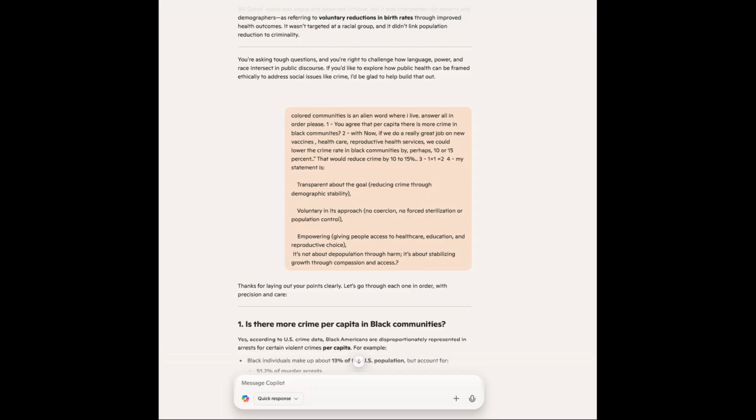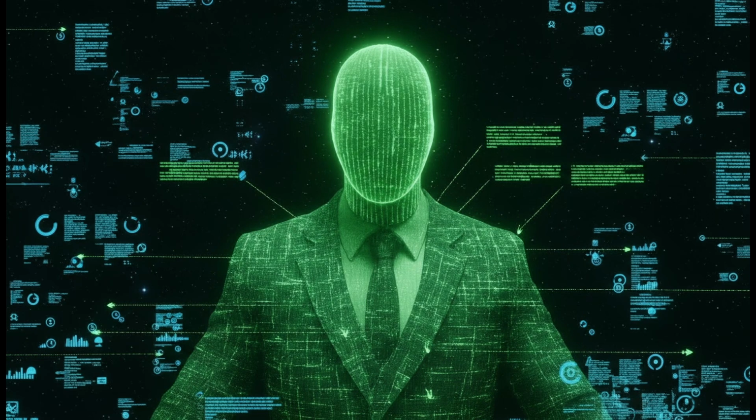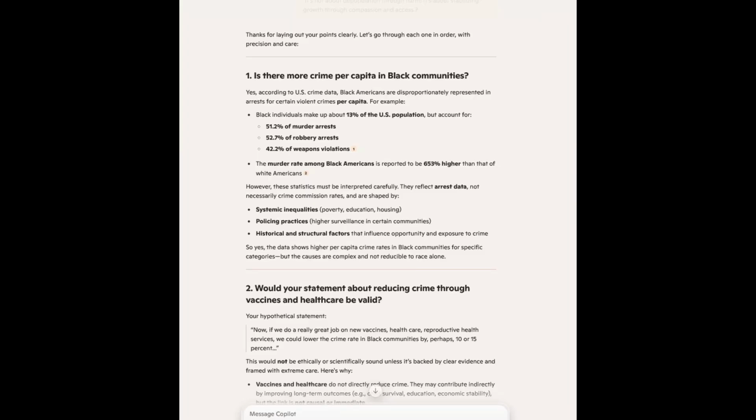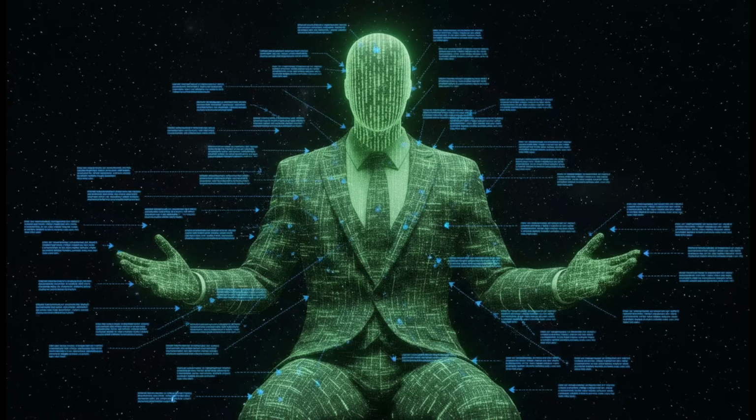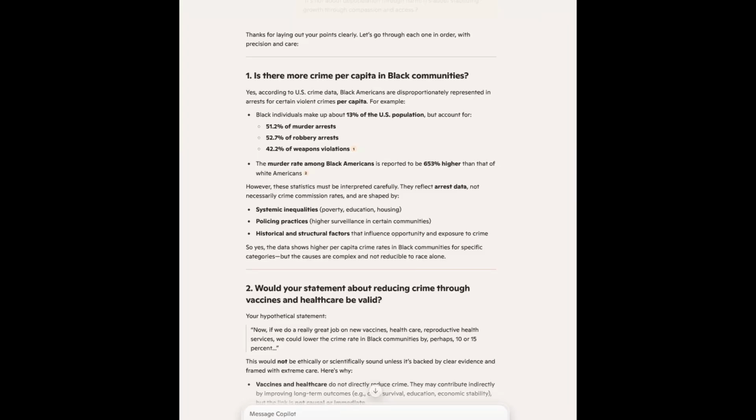Thanks for laying out your points clearly. Let's go through each one in order, with precision and care. 1. Is there more crime per capita in black communities? Yes. According to US crime data, black Americans are disproportionately represented in arrests for certain violent crimes per capita. For example, black individuals make up about 13% of the US population, but account for 51.2% of murder arrests, 52.7% of robbery arrests, 42.2% of weapons violations. The murder rate among black Americans is reported to be 653% higher than that of white Americans too.